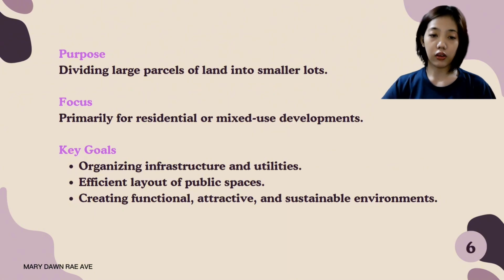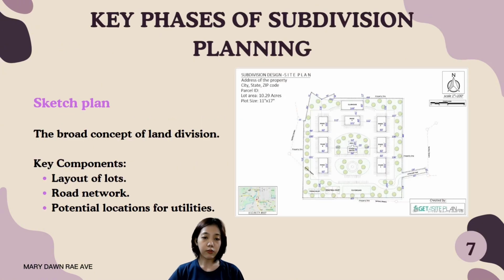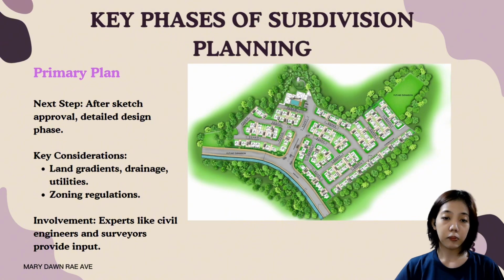attractive and sustainable. Let us now go to the key phases in subdivision planning. First is the sketch plan. This is the initial step where a broad concept is created, mapping out the division of the land. It provides a rough idea of how the lots will be arranged, the road network, and possible locations of the utilities. Second is the preliminary plan. After the sketch plan is approved, it moves into a more detailed design phase.